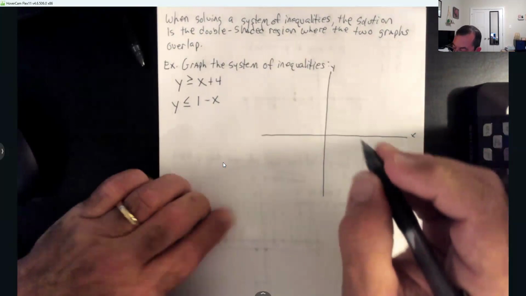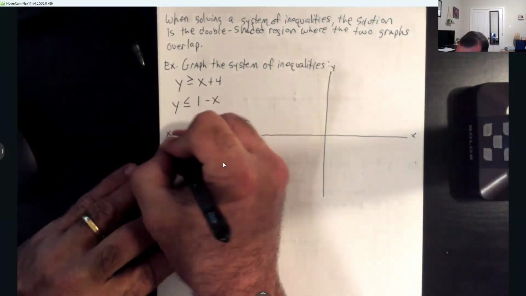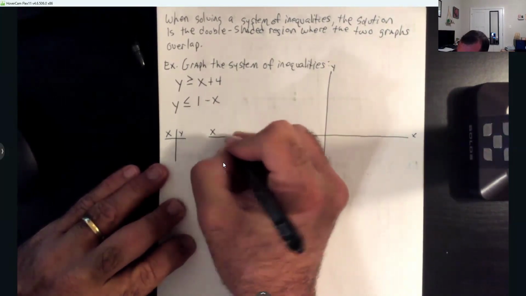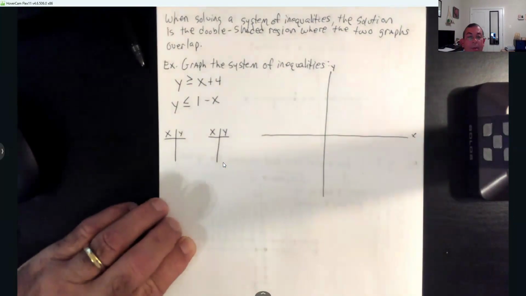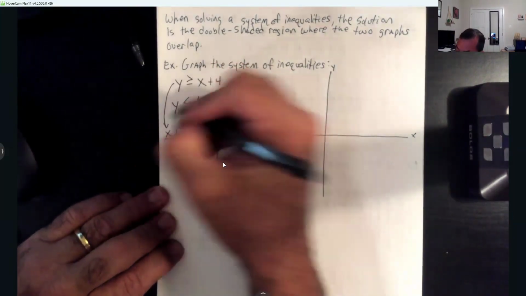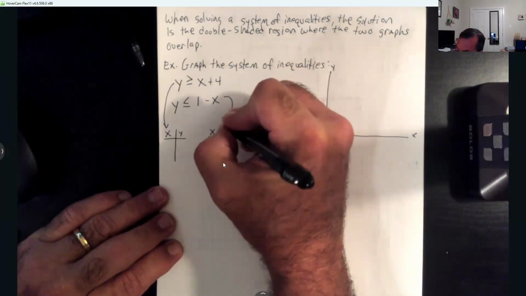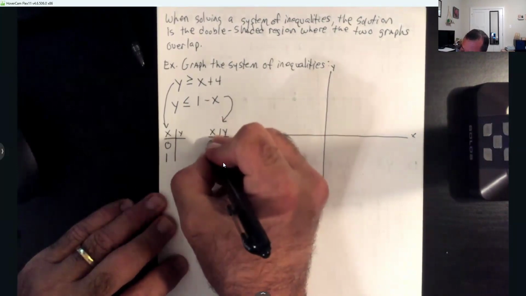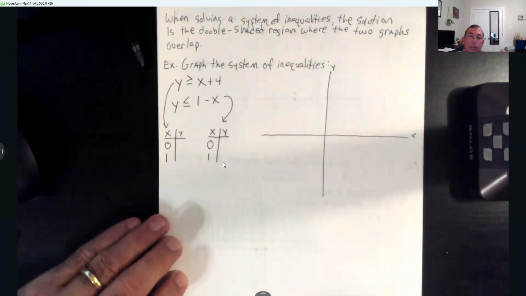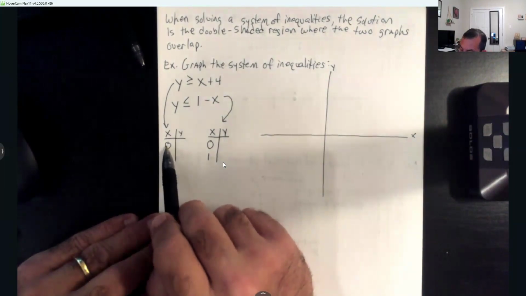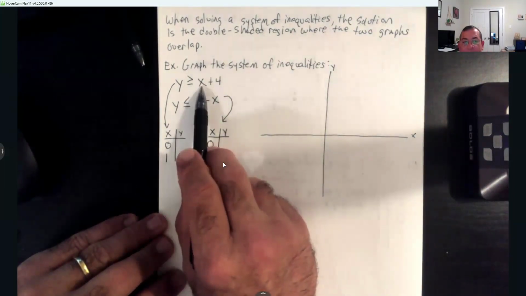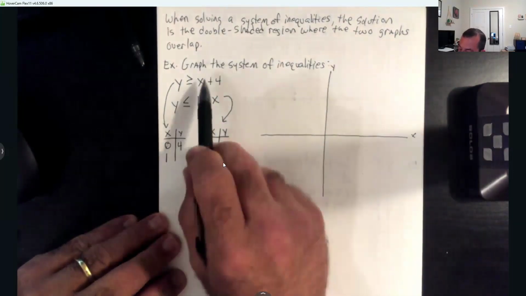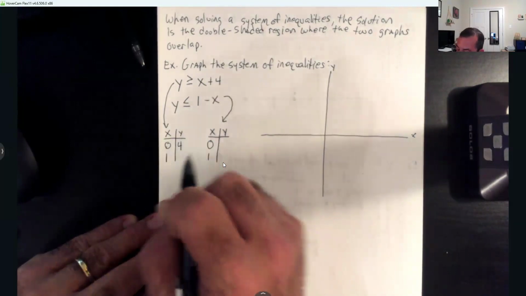All right, y'all, so let me make my two tables up. Because remember, I got two lines, so I'm going to need two tables. I'll do the top equation on my first table and then my bottom equation on that table. On both of these, since I don't have fractions, I'm going to pick zeros and ones. So here, if I put a 0 in for the x, 0 plus 4 gives me 4 for the y. If I put a 1 in for the x, I get 1 plus 4, which is 5.